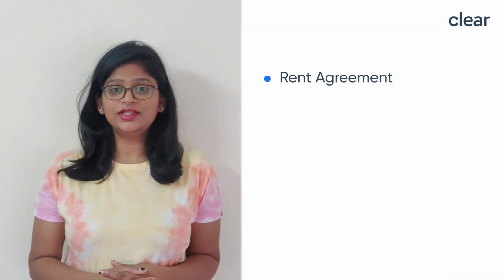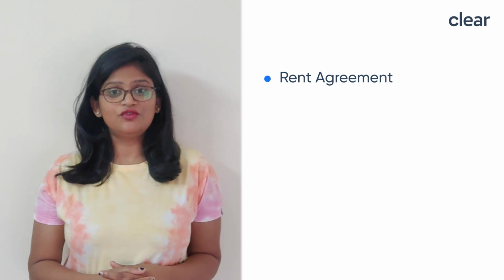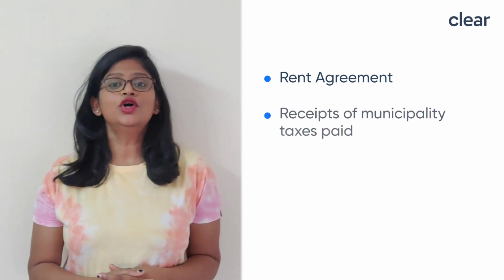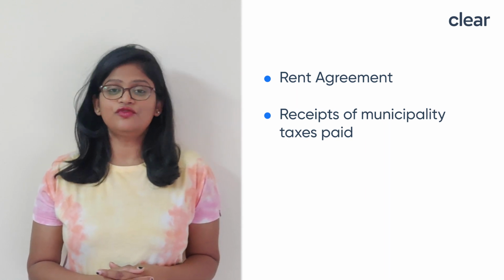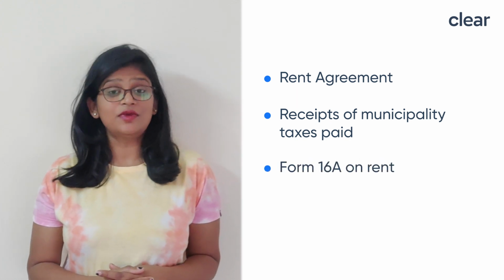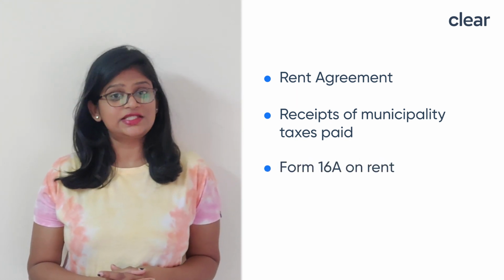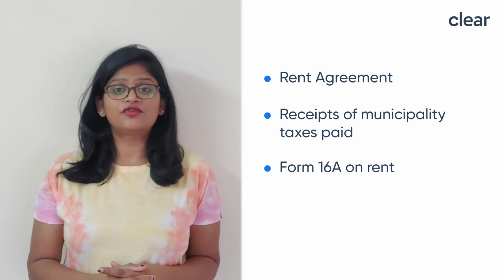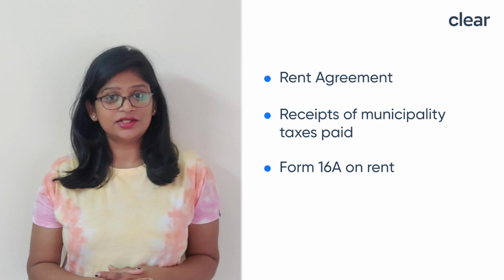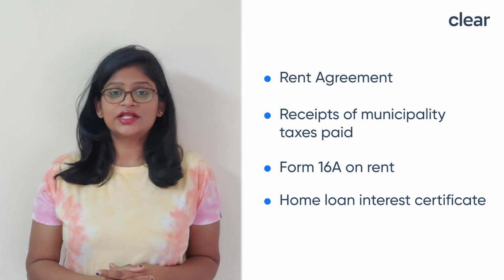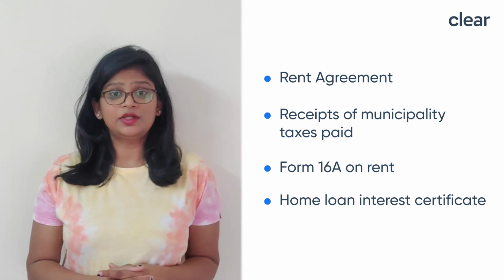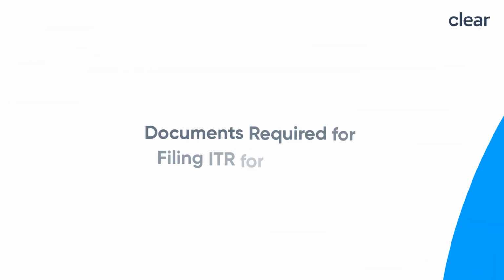Now let's look at the documents you will need when you have income from house property. If you have rental income during the year, you will need a rent agreement for the property you have rented out. Also, you should keep the receipts of municipal taxes paid during the year to claim deduction for the same. TDS deducted on income other than salary are reported in Form 16A. Hence, if you receive rent from house property on which TDS is deducted, the same will appear in your Form 16A. Also, if there are home loans, then collect an interest certificate highlighting the principal and the interest paid during the year.